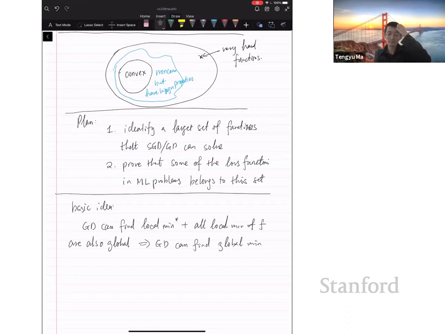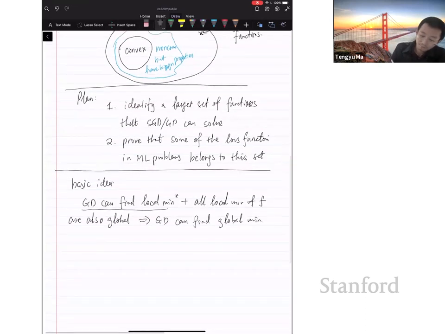So basically, the set of functions that we are going to identify to be solvable by GD and SGD is just a set of functions with the property that all local minima are also global minima. And then we need to show that the functions we are actually using in machine learning have this property, right? Of course, not all problems have this property, but we're going to show some actually very simple cases where you can prove this.